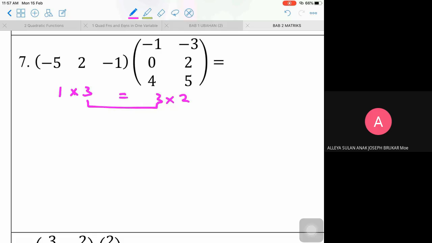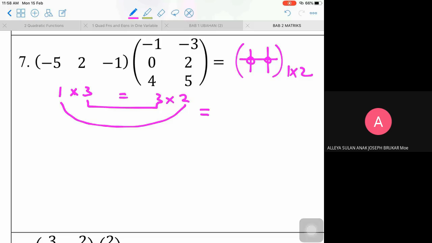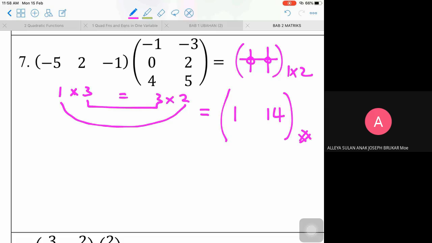And then 1 times 2. The answer is 1 times 2, 1 row, 2 column. This is our answer, the order. 1 baris, 2 lajur. Okay, so I give you, you do the cross. So I give you the answer is, what is that? 5 minus 4 is 1. And then for the second one is 14. Okay, so 114.